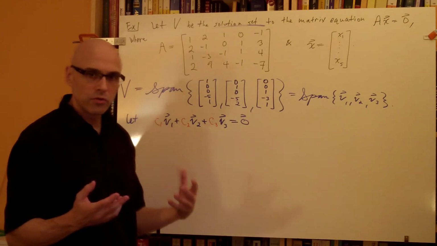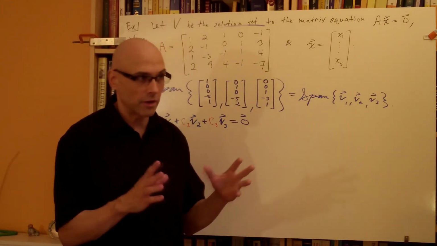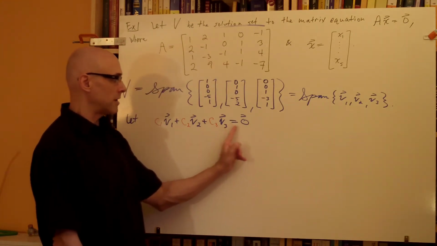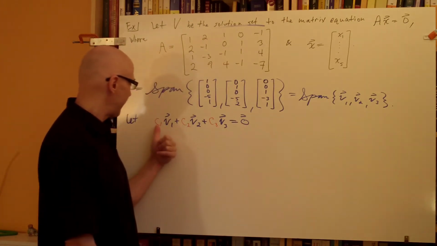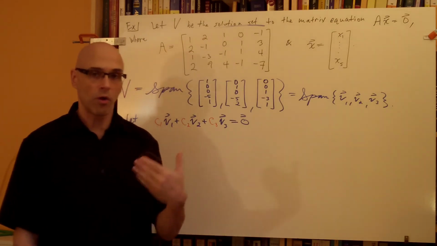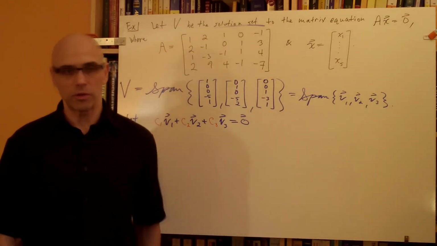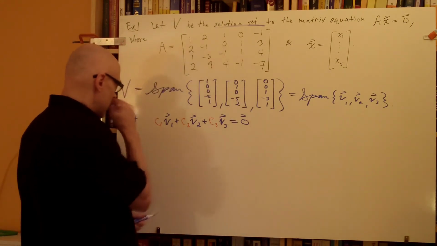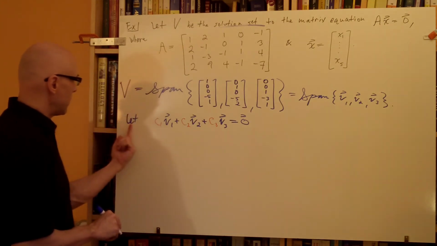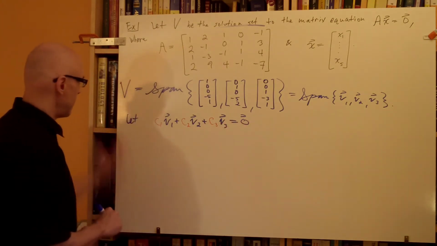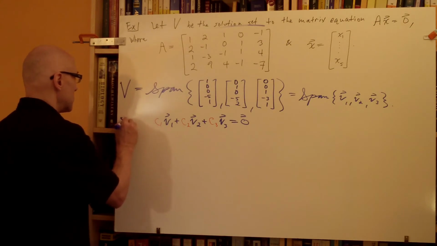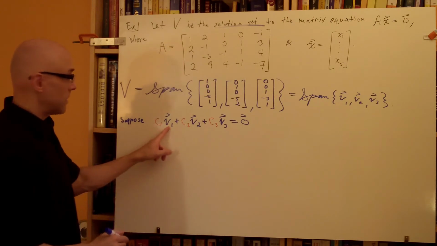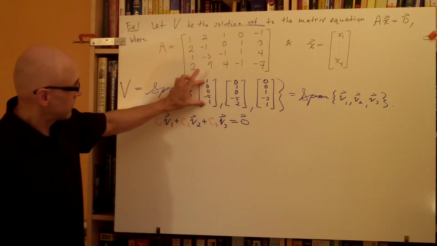So right now, the only tool we have available to figure out that vectors are linearly independent is the basic definition. We set up a linear combination of the three vectors, set it equal to the zero vector, and show that these coefficients, C1, C2, and C3, are all necessarily equal to 0. So suppose that C1 times V1, which is this vector here, and so on, is equal to 0.